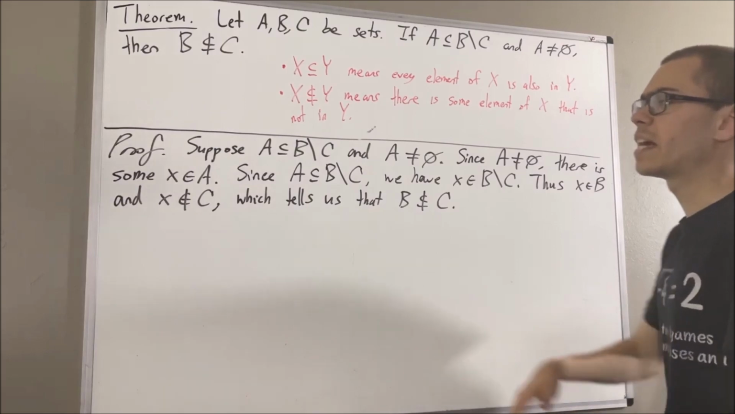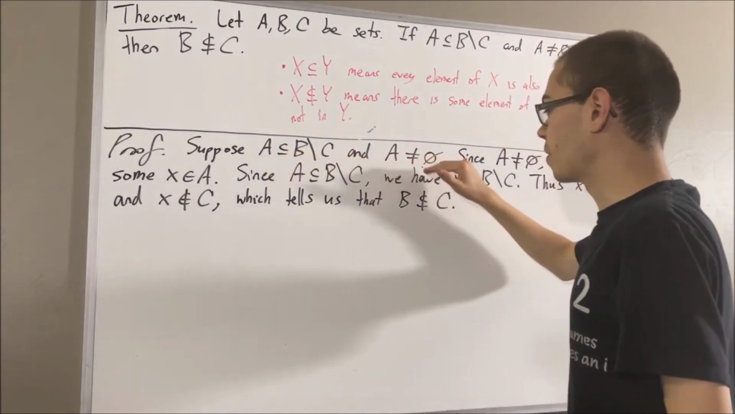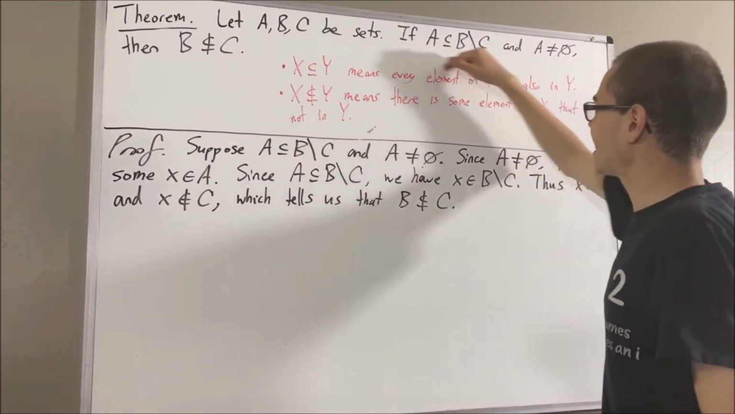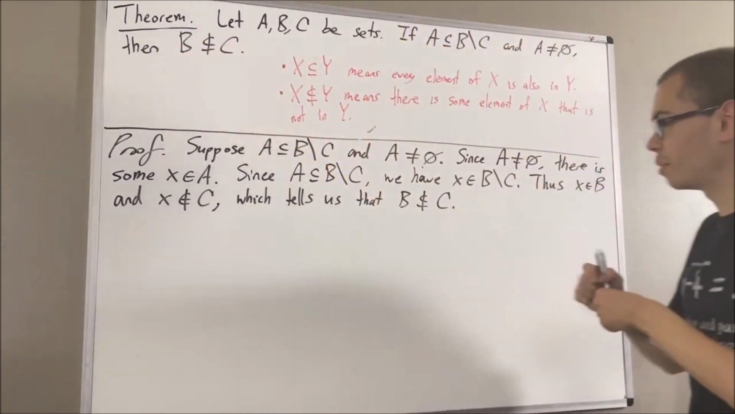So really, we see that if these two things are true, then this is true. That's precisely what we wanted to prove. So this completes the proof.